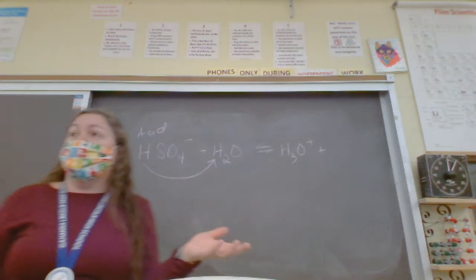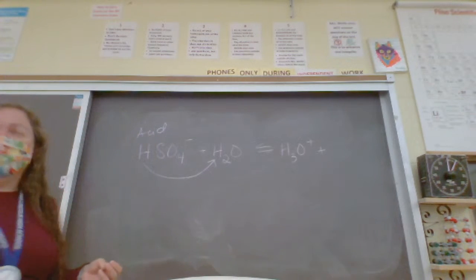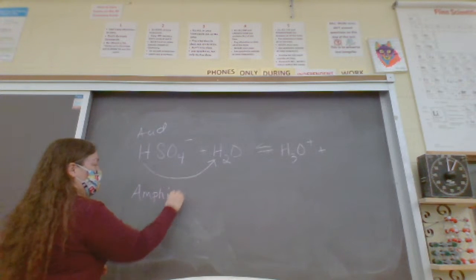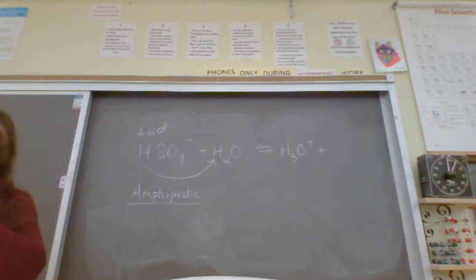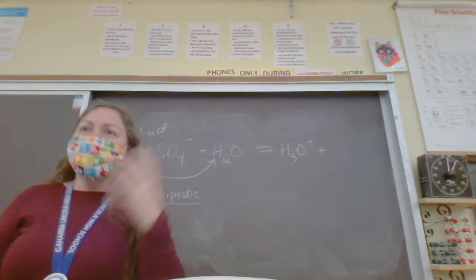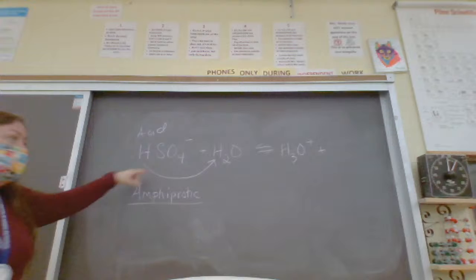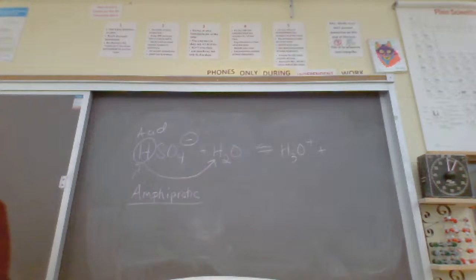What do you call a chemical that could act like both? Amphiprotic. Amphiprotic. Amphibian, right? Land and water, right? Amphiprotic, acid or base. How can you tell it's going to be amphiprotic? It's got the H, it's got the negative. Those are the two keys that we're looking for.